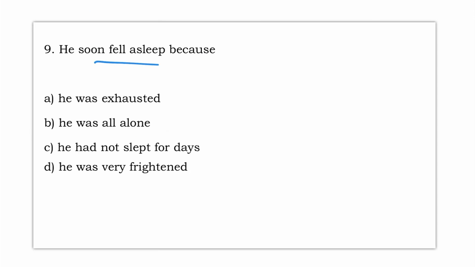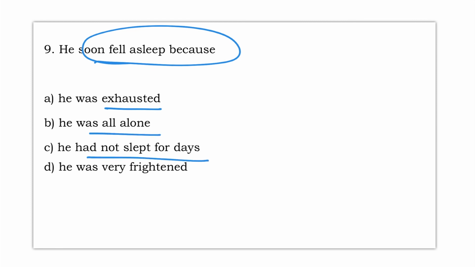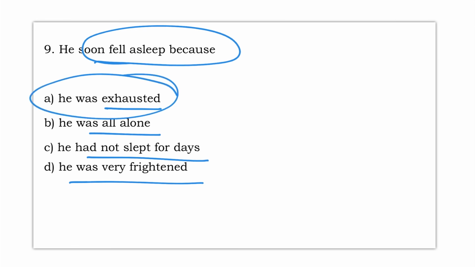He soon fell asleep because he was exhausted. He was all alone. He had not slept for days. He was very frightened here. He was exhausted, so according to the options, option A is the right answer here. Moving on to the next question.